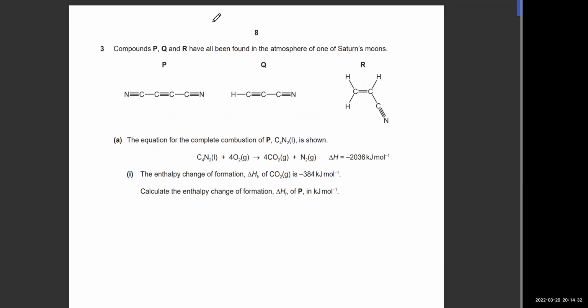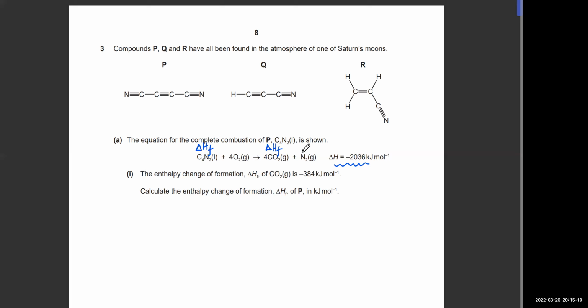अच्छा, compounds P, Q, and R have all found this. The enthalpy change of formation of CO2 is given. Calculate the enthalpy change of formation, delta H F of P. P क्या? अच्छा, P is this one. So he's saying कि इसका delta H F निकालो, और उसने CO2 का delta HF दिया हुआ है, and he's given us the enthalpy change of this reaction as well. Do you know the delta HF of O2 or not? No sir. You know it. How do you know it?